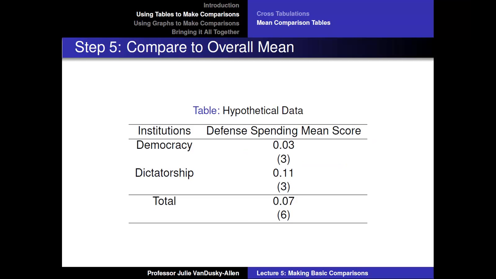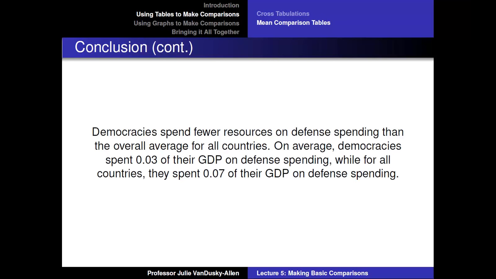You can also compare the mean values of the dependent variable for each category of the independent variable to the overall mean of the data. So in this case, the mean defense spending as a proportion of GDP for democracies was 0.03, while the overall mean was 0.07, indicating that democracies spend less than the overall average on defense spending. So we can conclude that democracies spend fewer resources on defense spending than the overall average for all countries. On average, democracies spent 0.03 of their GDP on defense spending, while for all countries they spent 0.07 of their GDP on defense spending.